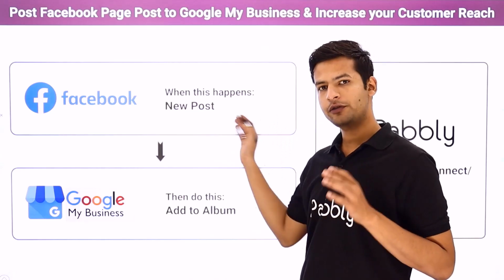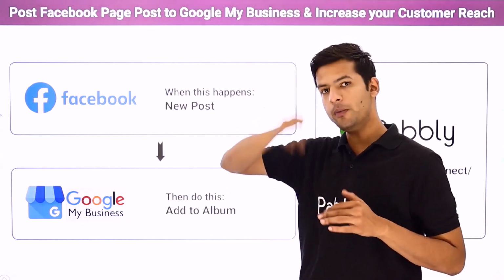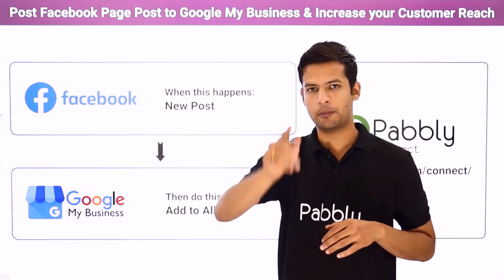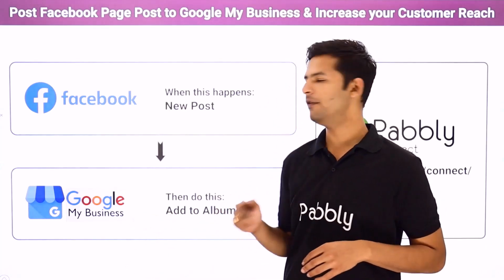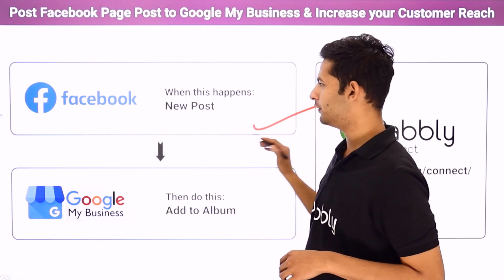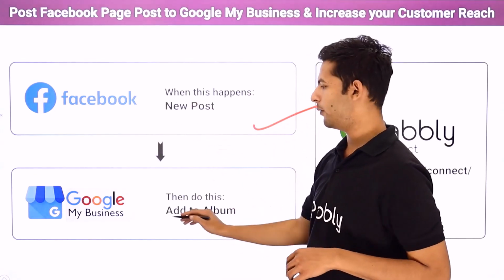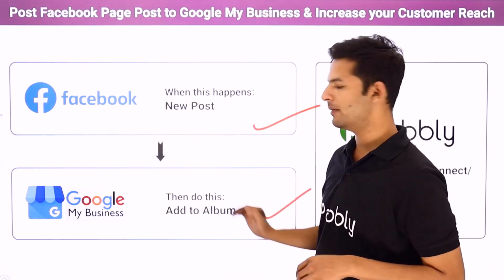Now, as soon as you have shared a post on your Facebook account, automatically that same image will be uploaded in the albums of your Google My Business account. So for that, I have used 2 applications here. First, I have used Facebook. This is a social media platform, of course. And secondly, I have used Google My Business account.